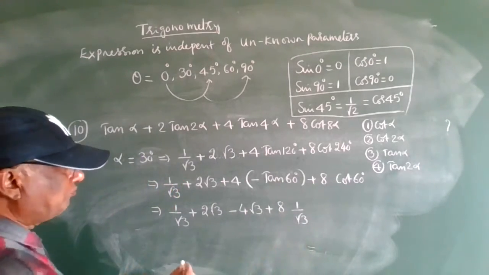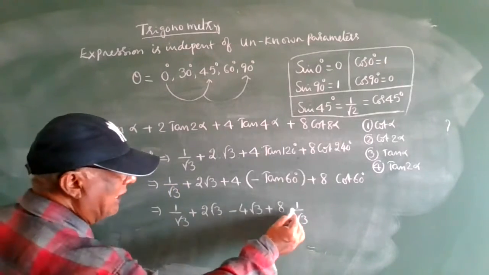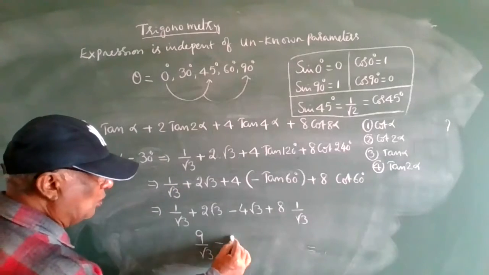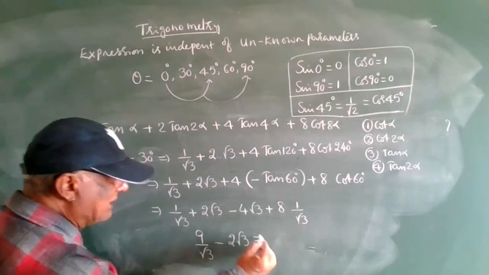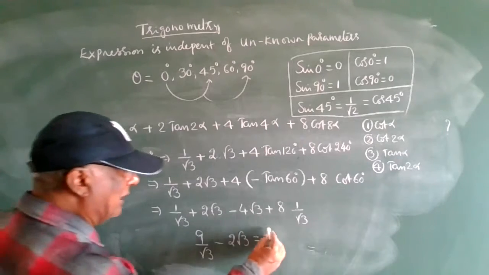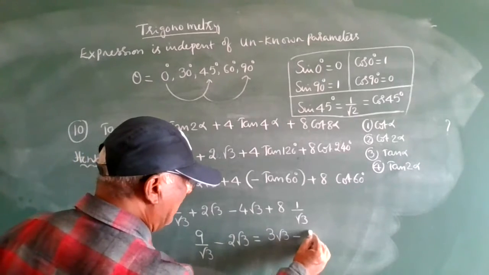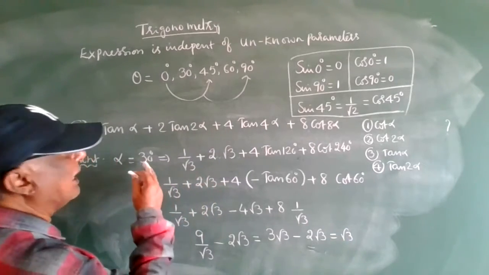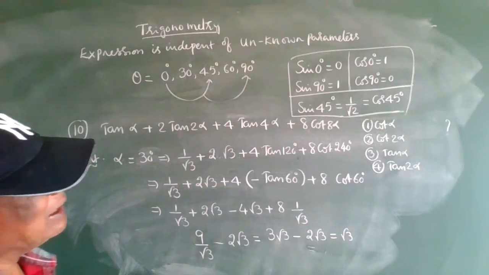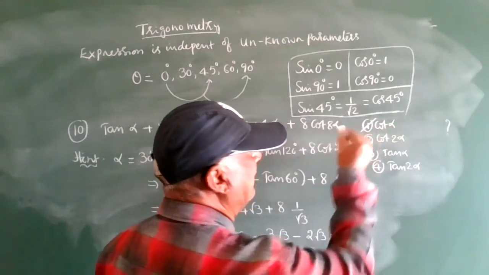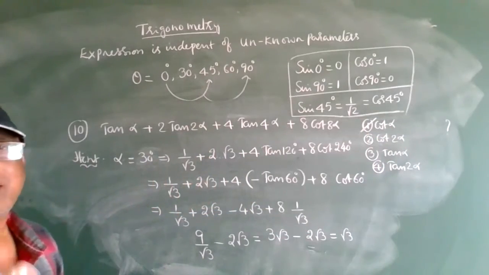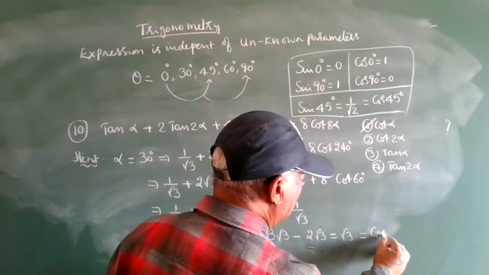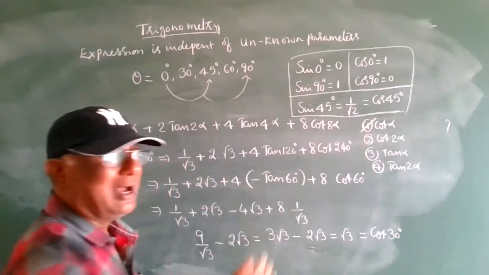Now simplify. This is 1 by root 3, 8 by root 3, 9 by root 3, minus 2 root 3. That is equal to 9 by root 3, which is 3 root 3, minus 2 root 3. This is root 3. We took alpha as 30 degrees. Which answer is the correct one? Cot 30 degrees value is root 3. Therefore, cot alpha is the answer.